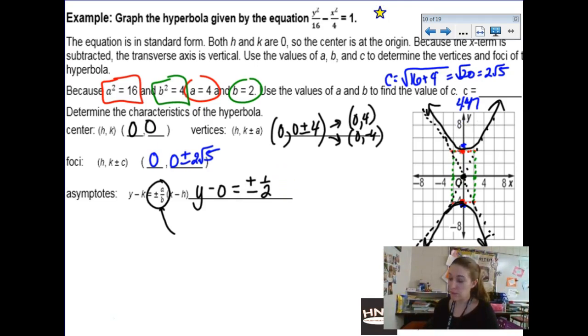Oh no. Wow, dyslexia. A over b. Gosh, be golly. 4 over 2. That makes a lot more sense, because I was like, that didn't work. There we go. 4 over 2, or 2 over 1.